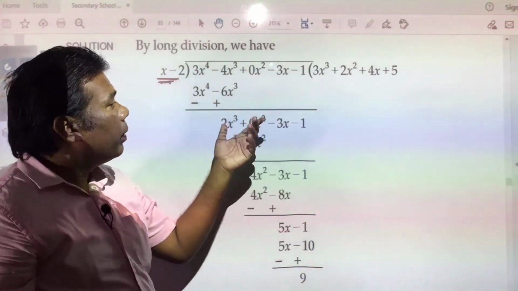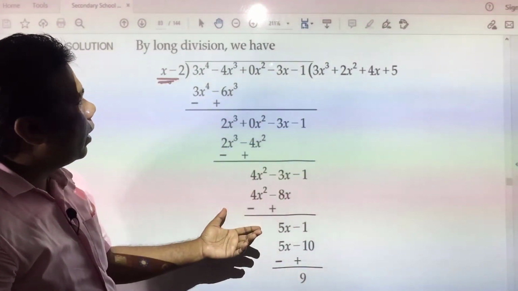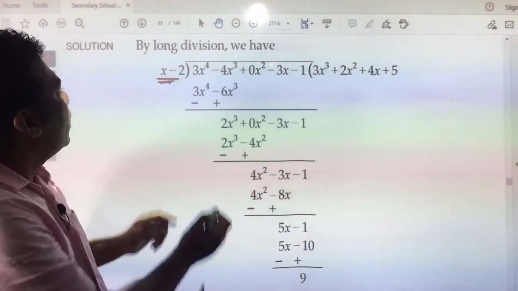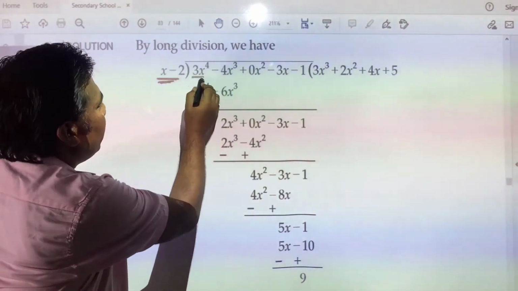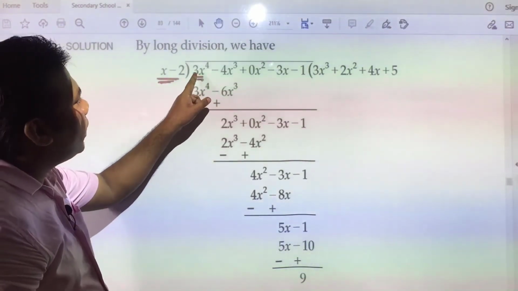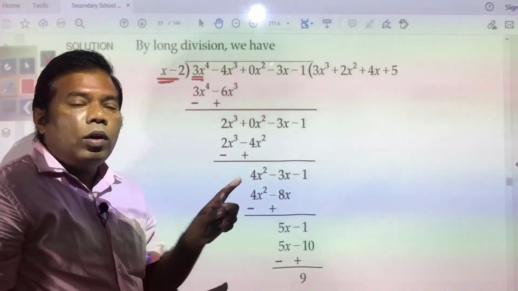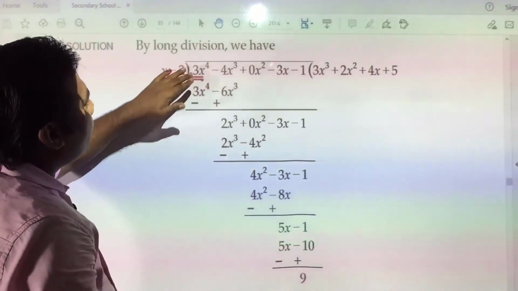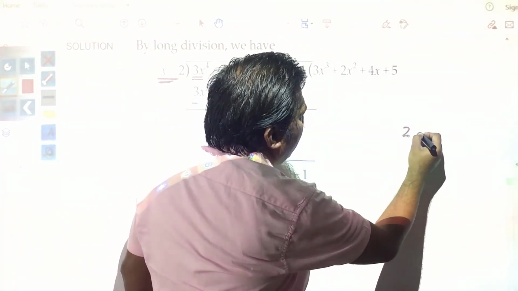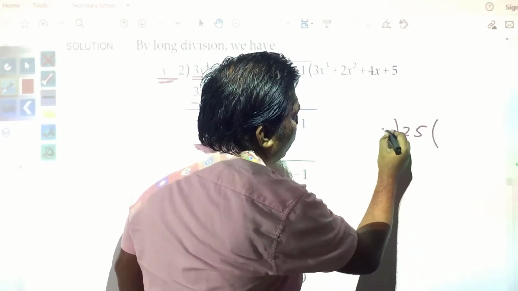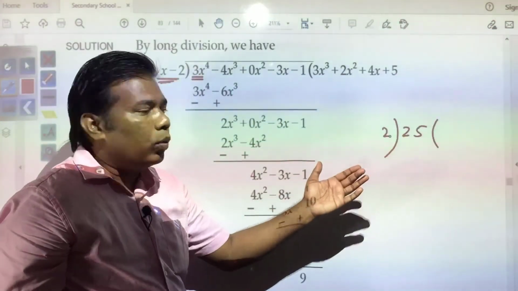I hope you remember in class 8 it has already been done. So, how is it to be done? Your divisor is x minus 2. So, first term we will see. First term you have 3x to the power 4. We need to know what number when we divide some number. Suppose when we are dividing 25 by 2, what do we try to do?